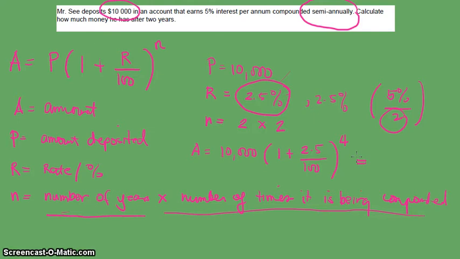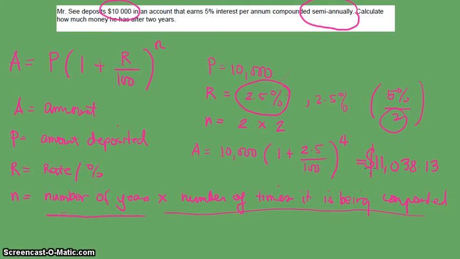So I have 10,000, then being multiplied to 1 plus 2.5 over 100, and then I have to raise this to 4. And the outcome will be 11,038.13. So this will be the amount after 2 years.